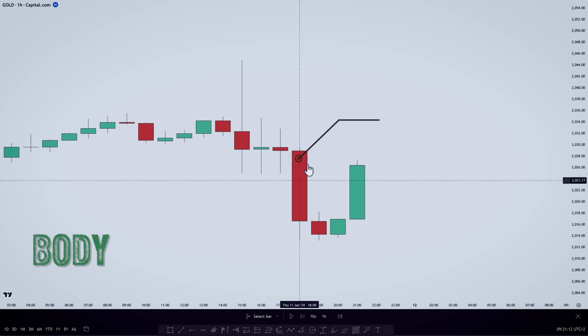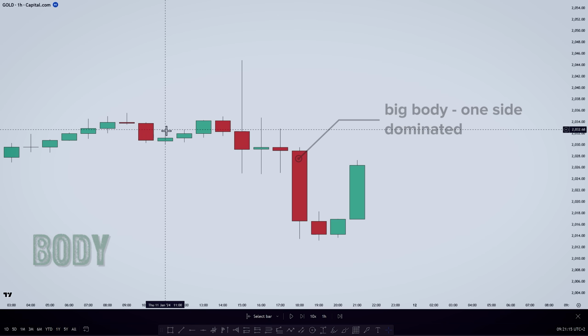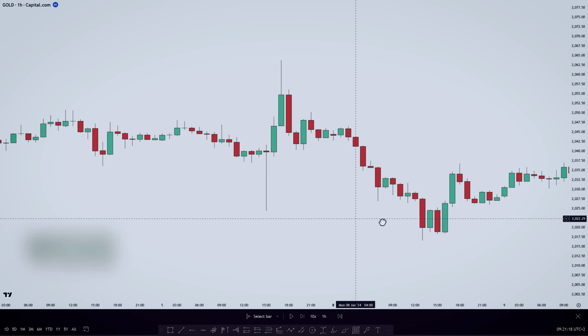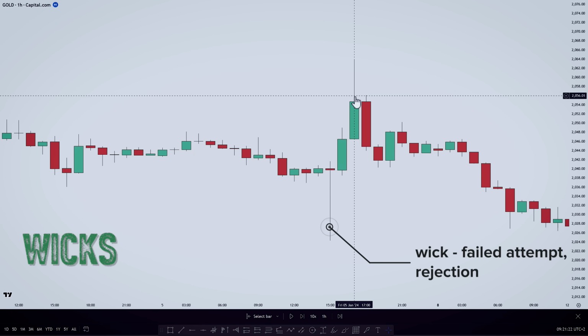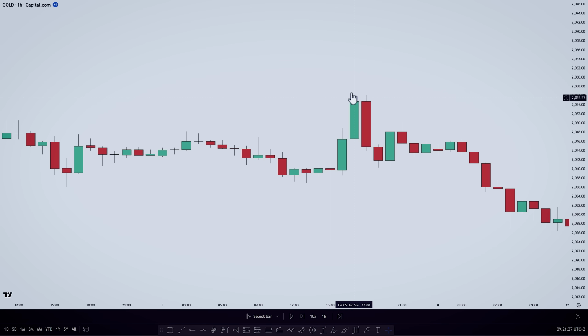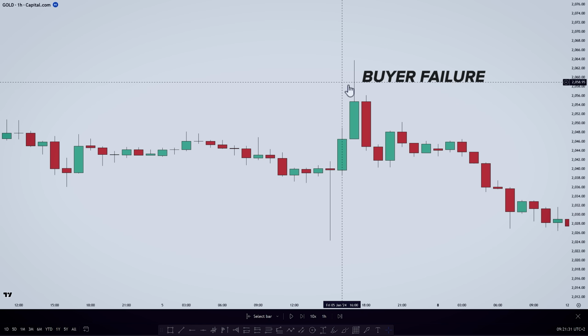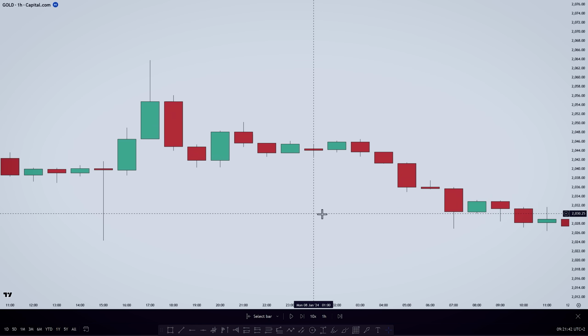First, the body. A big body means one side dominated. A small body means nobody won. Indecision. Second, the wicks. A wick isn't just a line. It's a failed attempt, a rejection. Long upper wick. Buyers try to push higher. Sellers slap them down. That wick is a monument to buyer failure. Long lower wick. Sellers tried to crash the price. Buyers stepped in and absorbed everything. Seller failure. Third, the close.